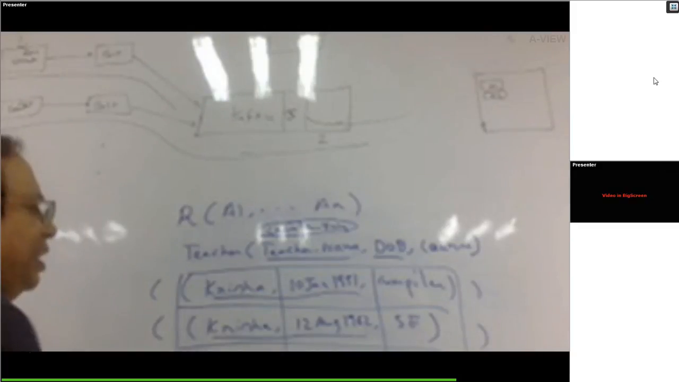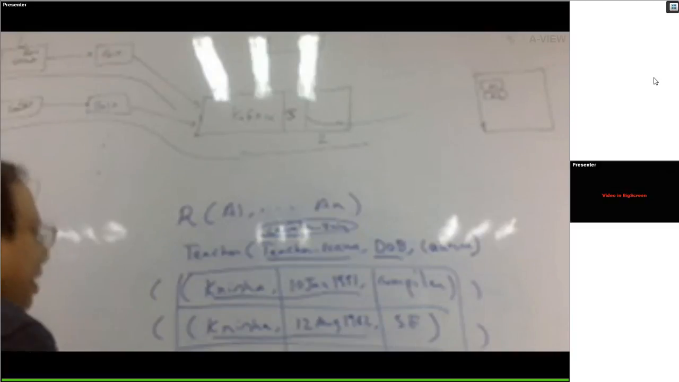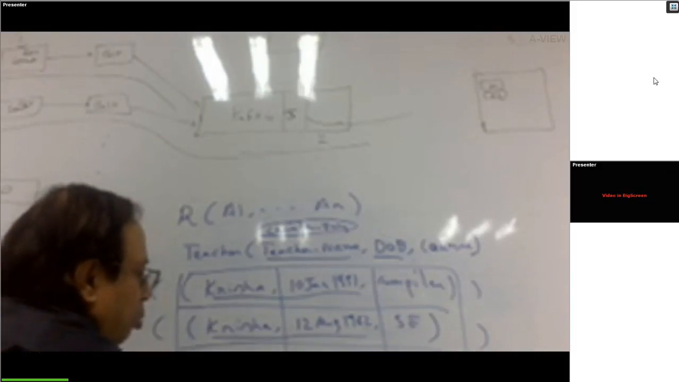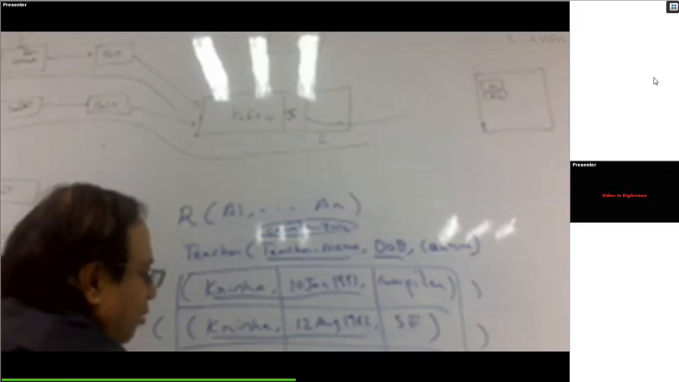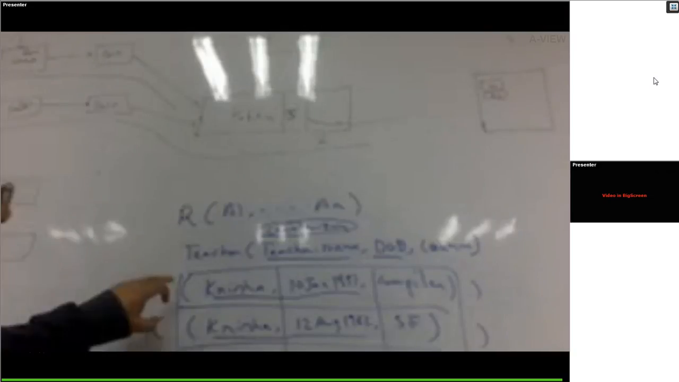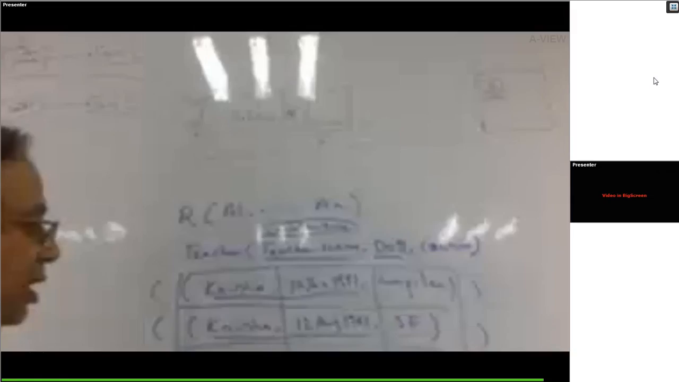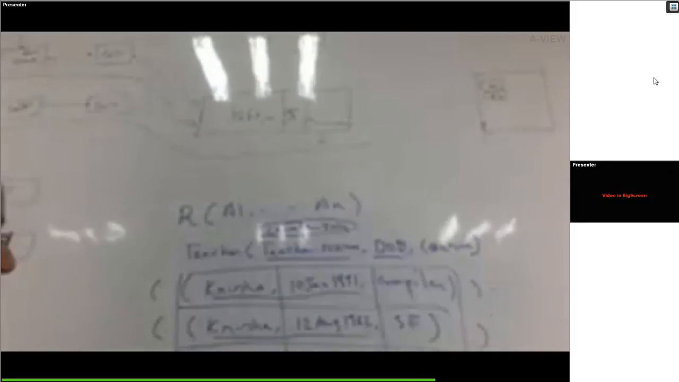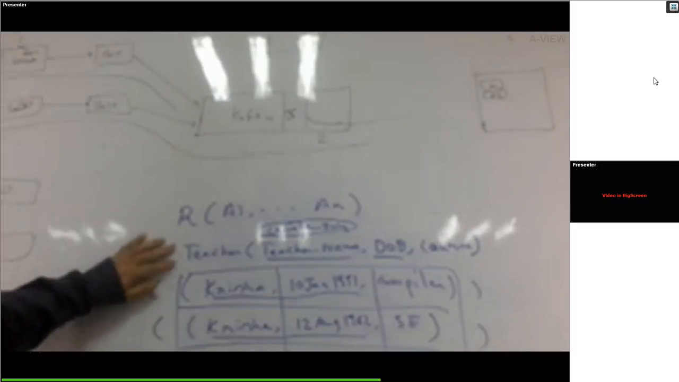In which case, the key to this relation called teacher will be teacher name plus date of birth. Both these put together become the key attribute. This becomes the key for this relation. The key for the relation here is teacher name plus date of birth put together. So these are coming from the domain. Please understand this relation comes from the domain.